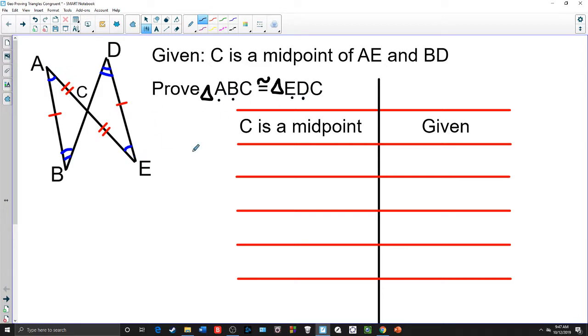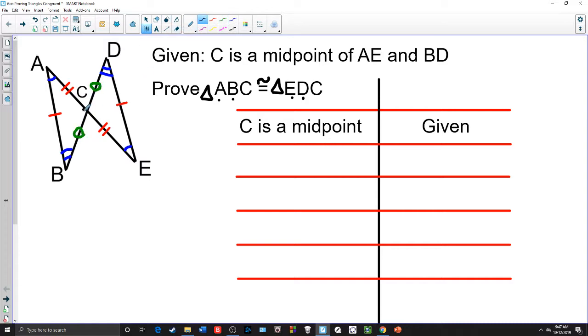What's our second pair? We're given that AC and CE are congruent. So that's one pair. AB and DE are congruent. That's our other pair. So all we have left to do really is to prove that this side and this side are congruent. That'd be our last pair of sides.